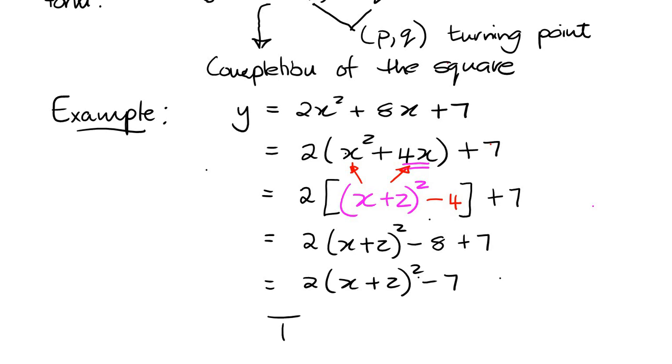So what is my turning point? Well, of course, it's then going to be minus 2. Be mindful of the negative there. And minus 1. And there you have it. So that's the completion of the square.